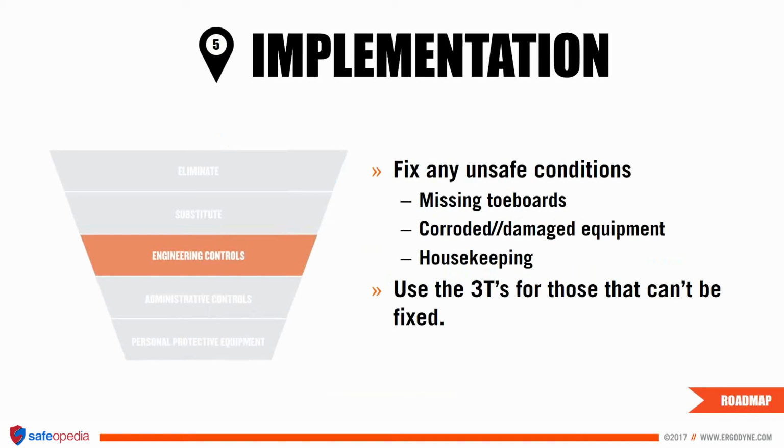So fix any conditions. Let's say you are practicing tow boards, but there's missing tow boards. You want to get those fixed. Install netting in proper locations. If there's any equipment that's damaged that could result in a dropped object, you're going to want to replace that equipment or fix that equipment. And then take a look at work practices too. Are there housekeeping things that can be taken care of at this point? And the 3 T's, which Ergodyne calls trapping, tethering, and topping, that is your tethering solution that we will talk about and you can implement as well.